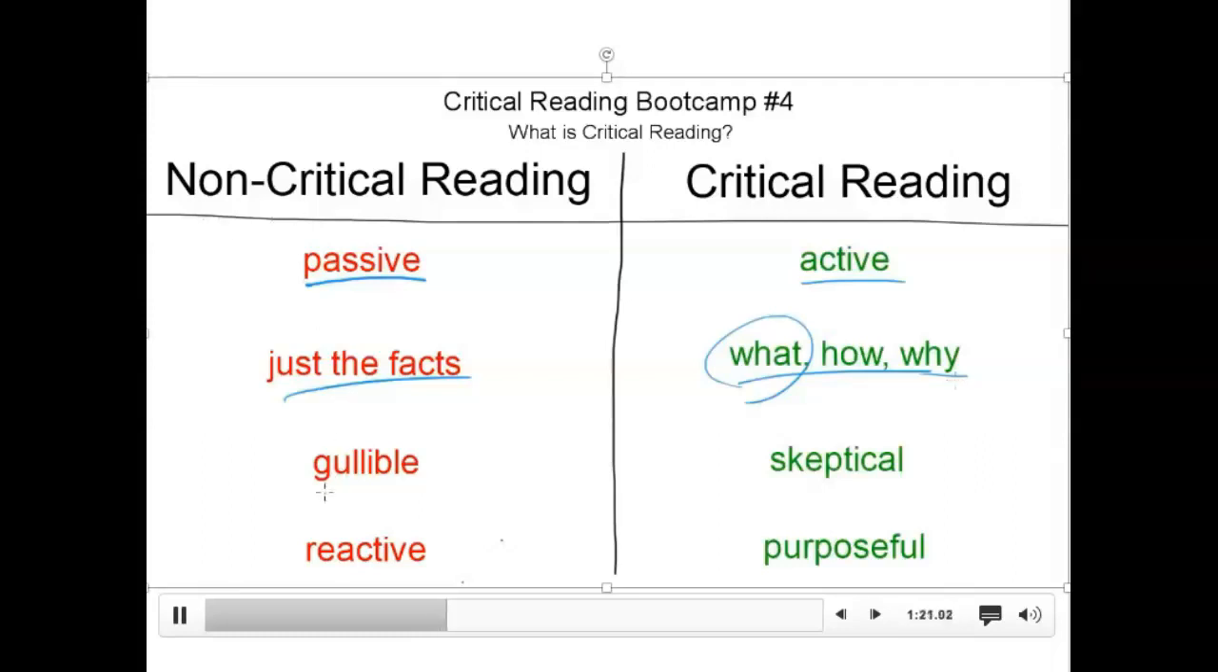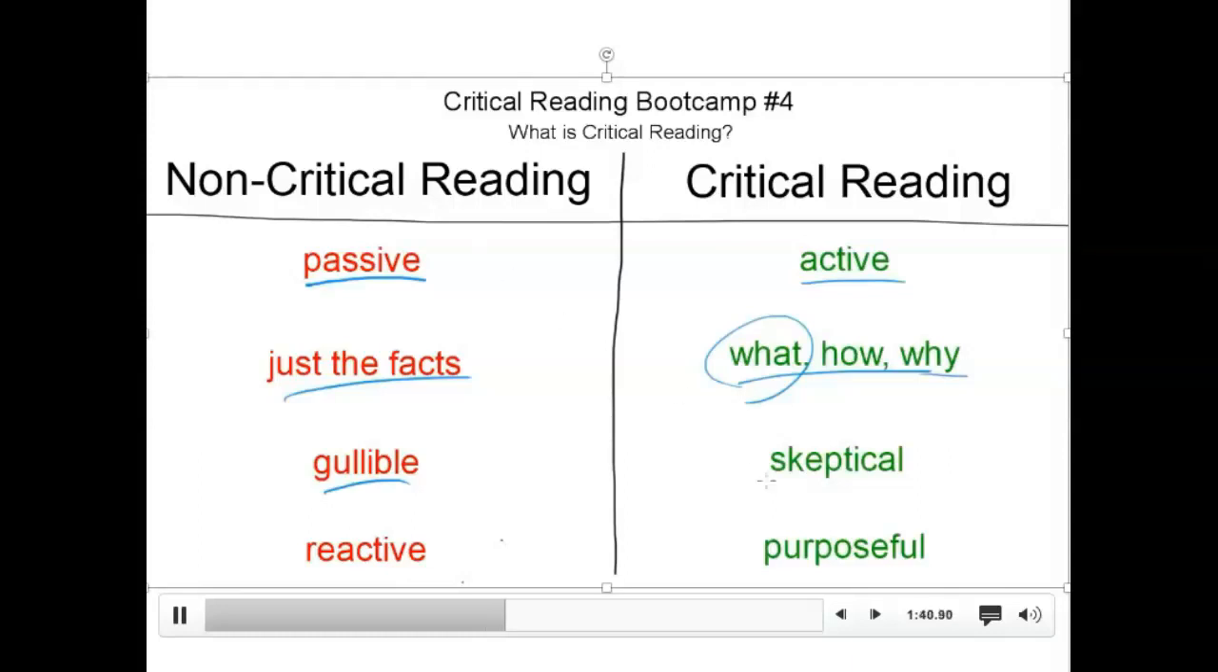A non-critical reader is gullible, so sounds kind of negative, but basically if you're reading a newspaper story or you're reading a blog post or a magazine and you're reading it non-critically, you're generally going to accept whatever it is that the author is saying on face value, right? If you're just concerned with the facts, you're not really concerned with challenging those facts. You're just going to more or less believe what the author is saying.